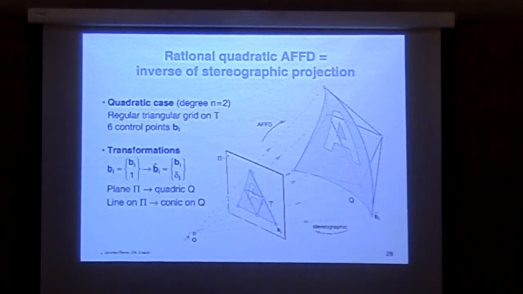Transformation. So here you have the control points. Instead of three, this is quadratic. You have more control points. You form all those control points, and what you get is a surface, which is a quadric. So this is a generalized stereographic projection. Not just spheres, but any quadric. And the inverse is the traditional stereographic projection.